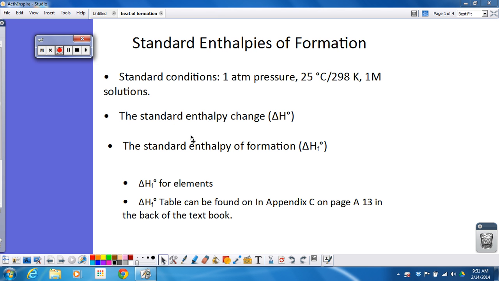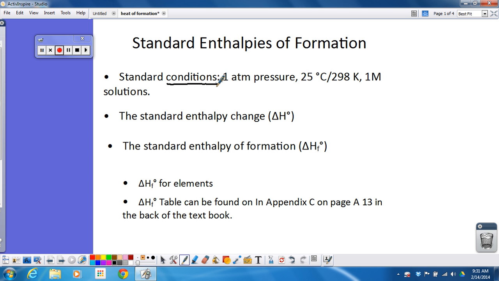Okay, so far in class we've looked at heat of reaction in terms of Q equals mCp delta T. That is one way to determine the heat of reaction for a given reaction, but there are other ways to do the same thing. One of them is by using something called standard enthalpies of formation, or sometimes it's called standard heat of formation. Okay, first of all, standard refers to the conditions that we're working under.